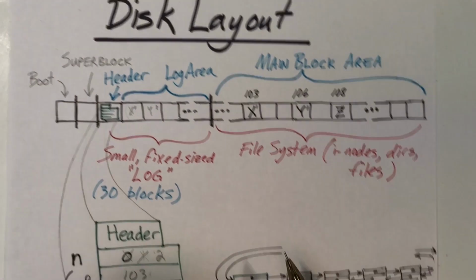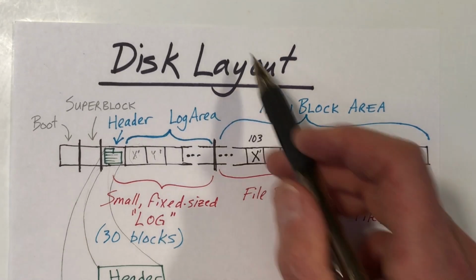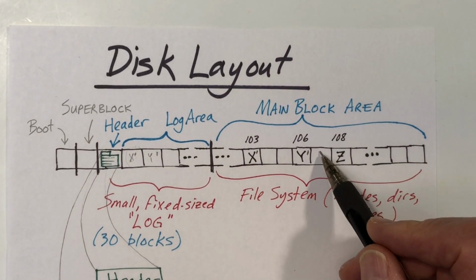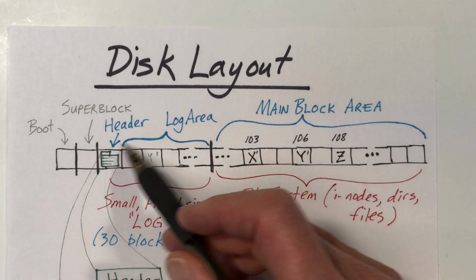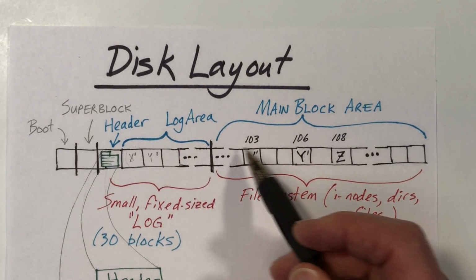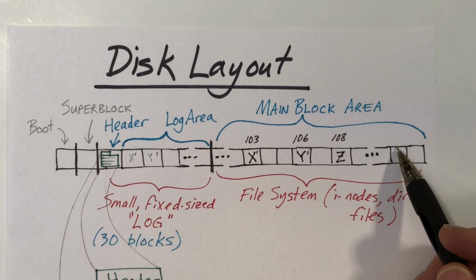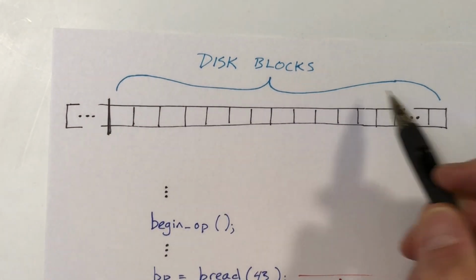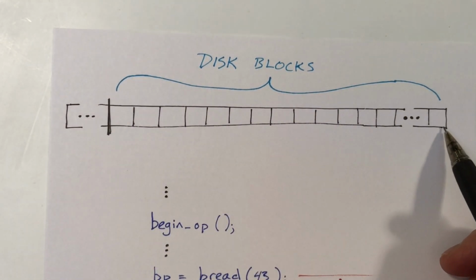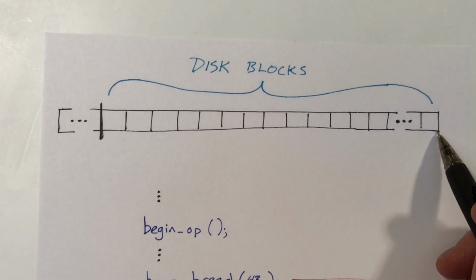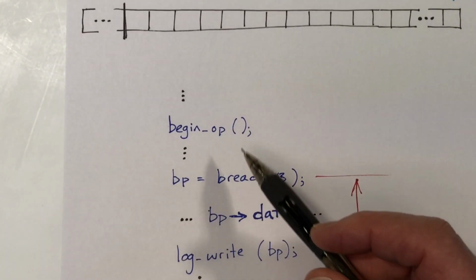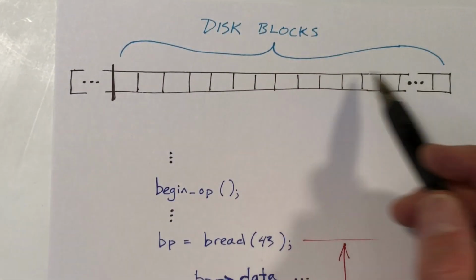Previously, when I talked about the logging system, I showed this schematic image of the disk, where each one of these squares is a block on disk. And we had some stuff, including the log area, as well as a main block area. Let's simplify that picture and just look at the disk block area. So we just have a sequential set of disk blocks on the disk, and the code that we've looked at already provides a number of functions that we can use to access these blocks.